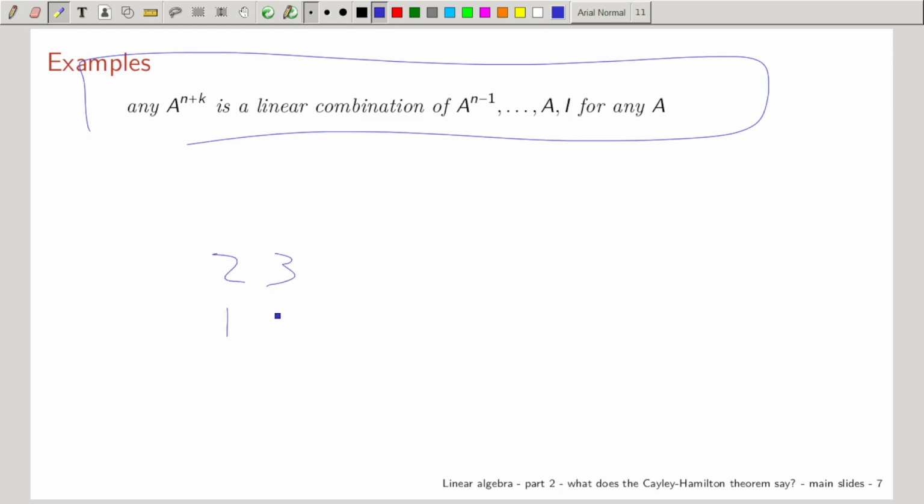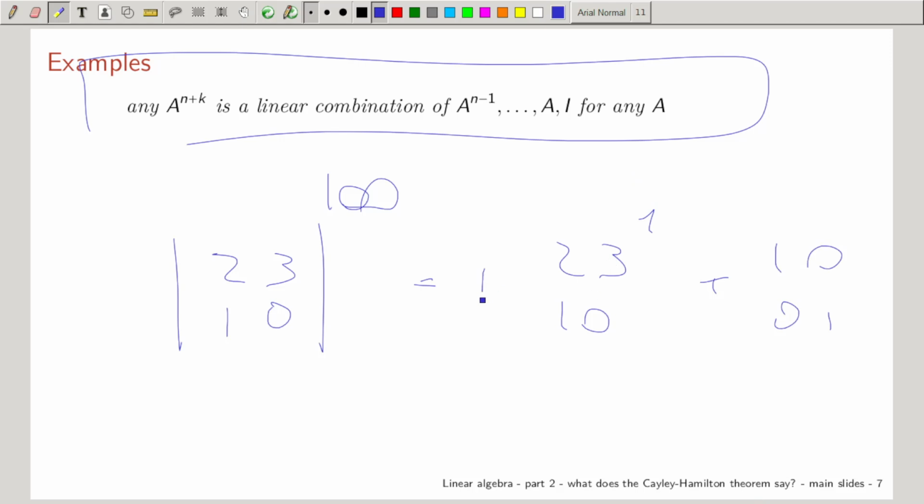Take the matrix 2, 3, 1, 0 to the power of 100. This is going to be a number times 2, 3, 1, 0 to the power of 1 plus a number times 1, 0, 0, 1. Combination of number plus number, this stuff here. You see it? Extremely powerful. Do you see how powerful this is? The numbers, we are going to find the numbers later on, but now the interesting part.